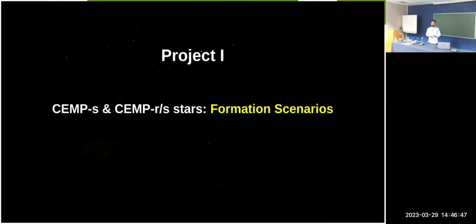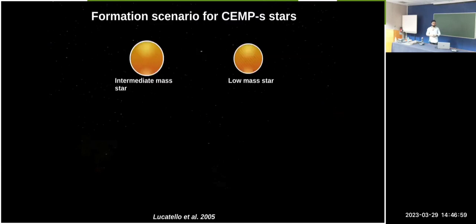In our first project, we tried to understand the formation scenarios of CEMP-s and CEMP-r/s stars in context to the CEMP-s and CEMP-r/s stars of our study. We have found 6 CEMP-s stars and 3 CEMP-r/s stars. So this is the formation scenario for CEMP-s stars.